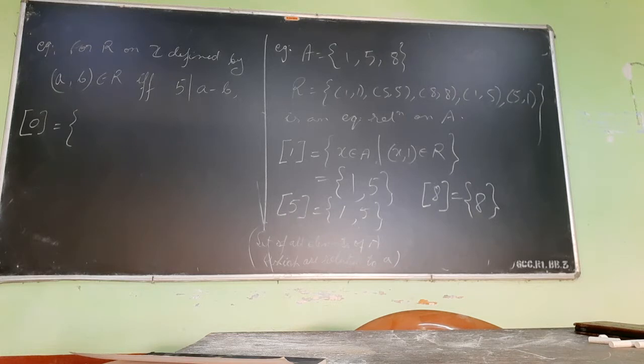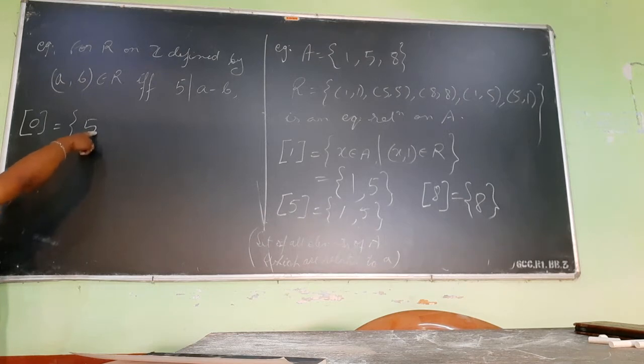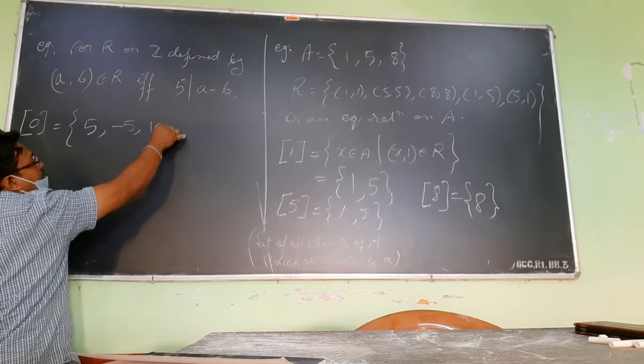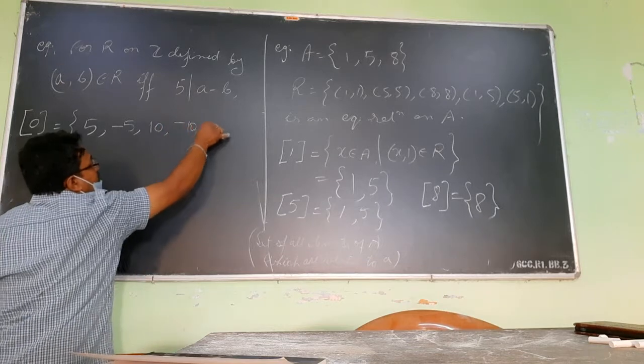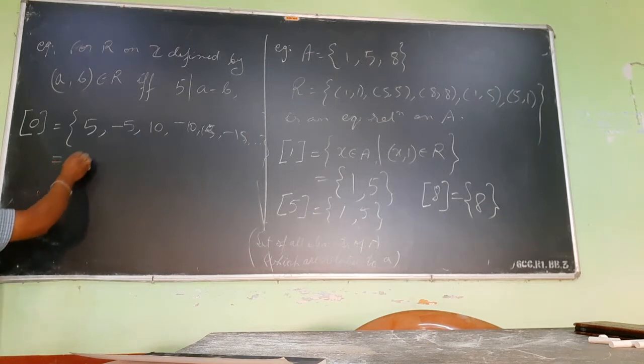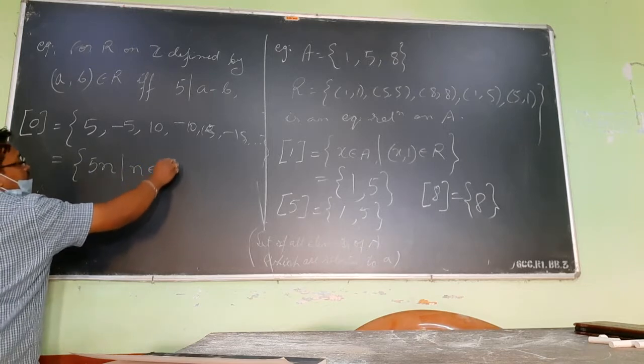The equivalence class of 0, we saw, is all those elements which are related to 0. So 5 is related to 0, since 0 minus 5 is minus 5, and minus 5 is divisible by 5. Any other element? Minus 5, 10, minus 10, 15, minus 15, everything is related. So this is actually the set of multiples of 5: 5n, where n belongs to integers.